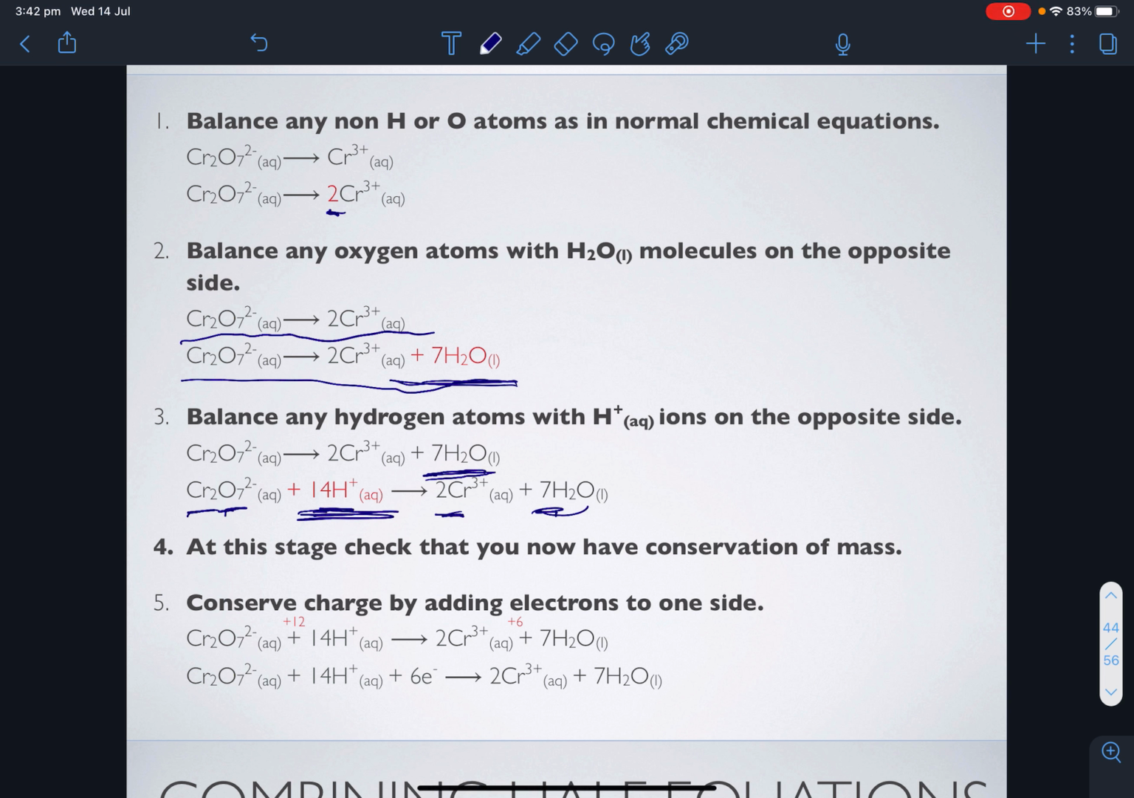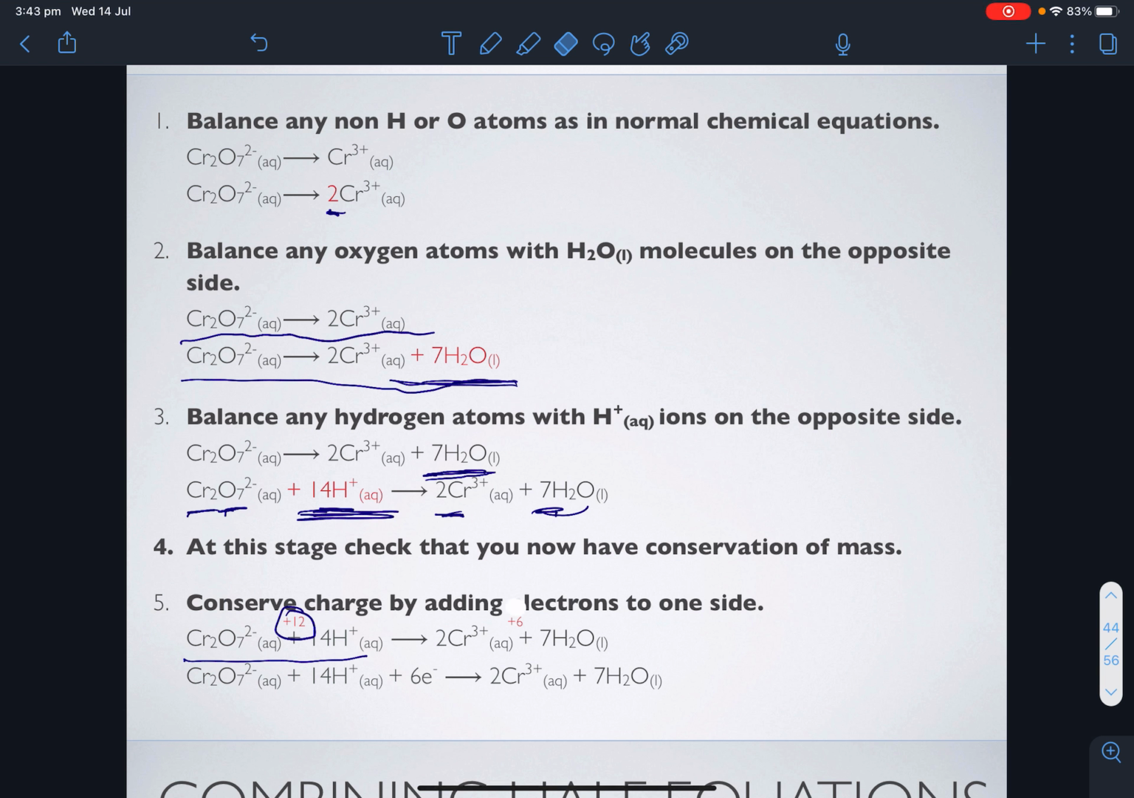Okay, final step is we need to balance the charges, and we balance the charges by adding electrons to the opposite side. Okay, so count up the charge on the left hand side here. We have 2 minus and 14 pluses. Okay, so that equals 12 plus all up. On the right hand side, we've got 2 3 pluses, so that's 6 plus, and water's neutral, so we've got 6 plus.